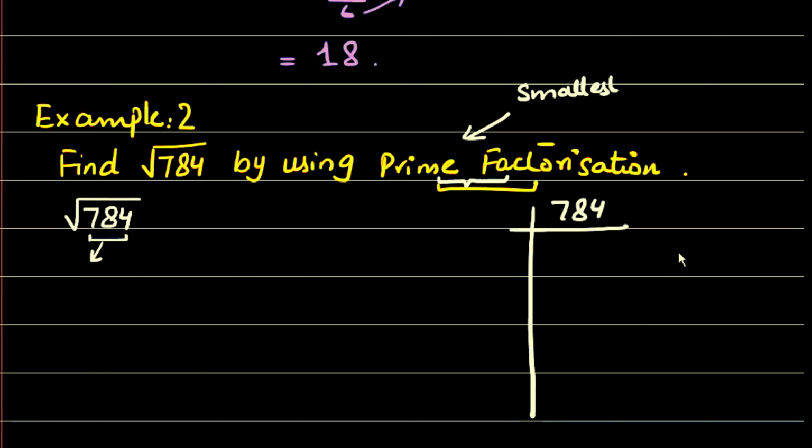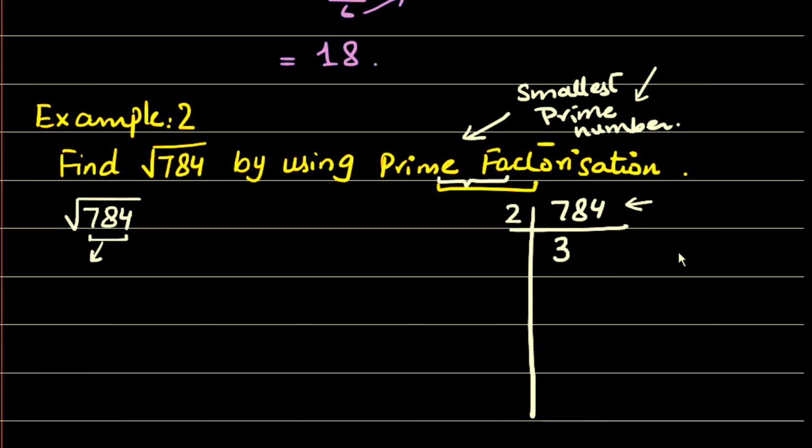All right? With the smallest prime number. Don't forget it. Suppose you are not comfortable with finding the square root, so please go back to my channel and just watch the separate video of prime factorization. Okay. Now 784 is an even number, divisible by 2.